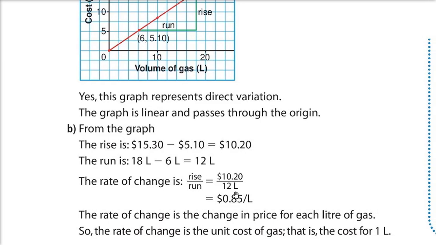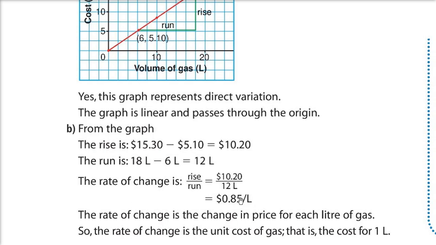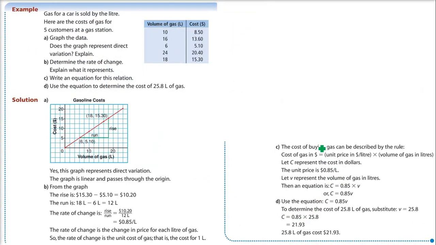So rise by run is 10.20 by 12. So this is the rate of change. So this is 0.85. In order to find out the cost of buying gas, you simply multiply the unit price by the volume. This is the equation of the relationship: 0.85 times the volume in liters. So if we have a volume of 25.8 liters, just multiply 0.85 by 25.8, and you will get the cost as $21.93.